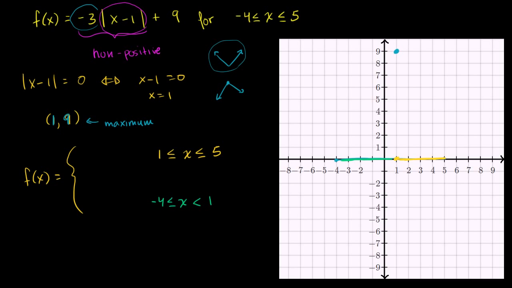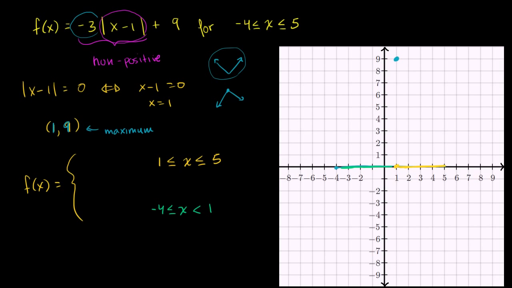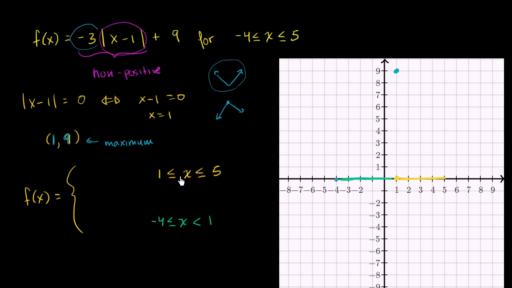So for x greater than or equal to 1, our function is going to be negative 3 times x minus 1 plus 9. Or if you wanted to distribute the negative 3, this would be the same thing. Actually, let me write it over here so that we can write the simplified version. For x greater than or equal to 1, we don't have to think about the absolute value, so it would be negative 3 times x minus 1 plus 9, which is negative 3x plus 3 plus 9, or negative 3x plus 12.